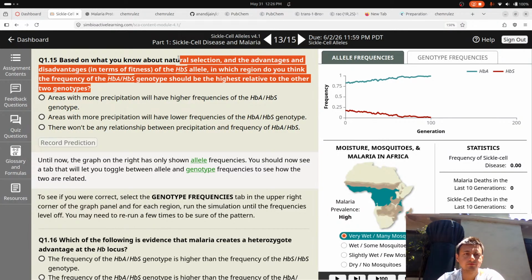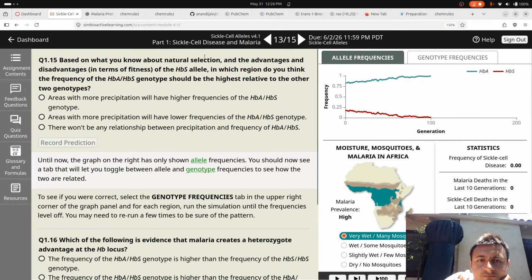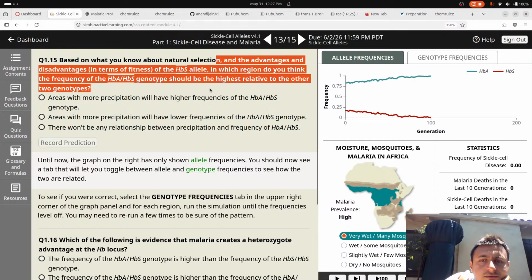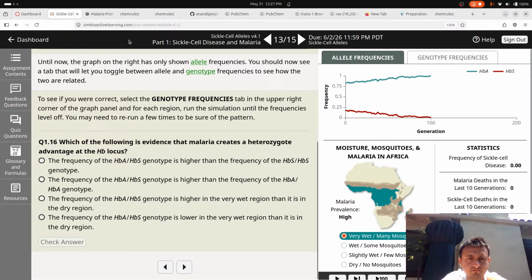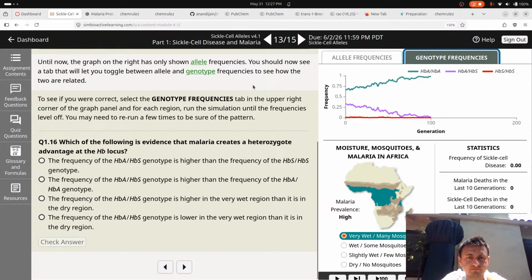Based on what you know, and the advantage and disadvantage in which region do you think the frequency should be the highest relative to the other areas? See if you're correct, select the genotype, run the simulation until the frequency levels off.